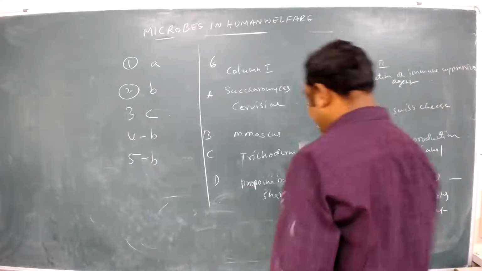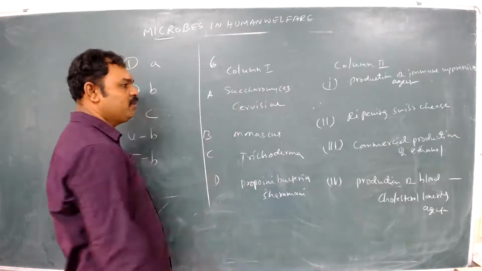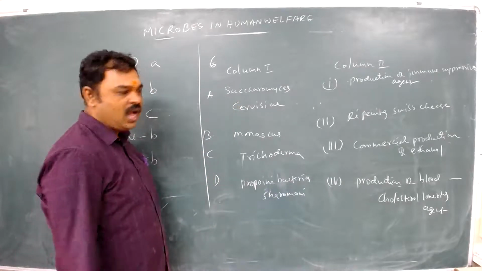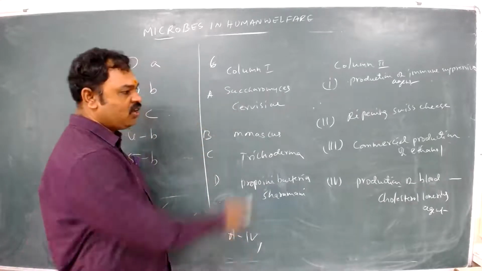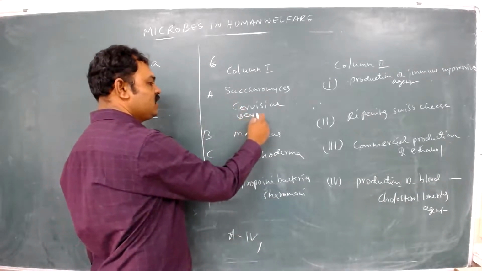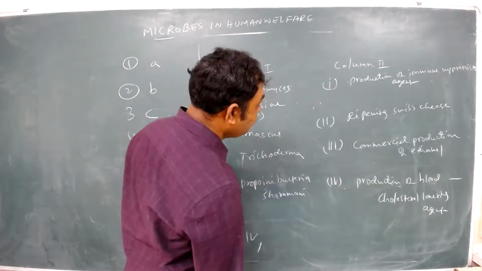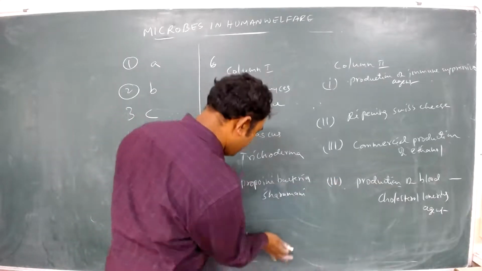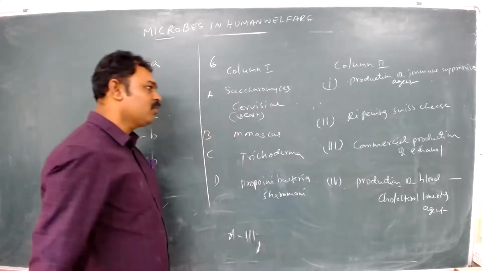These are the options given. Saccharomyces cerevisiae is a yeast. For what purpose is it used? Alcohol production. Where is alcohol production here? Number 3, commercial production of ethanol. So A is 3.